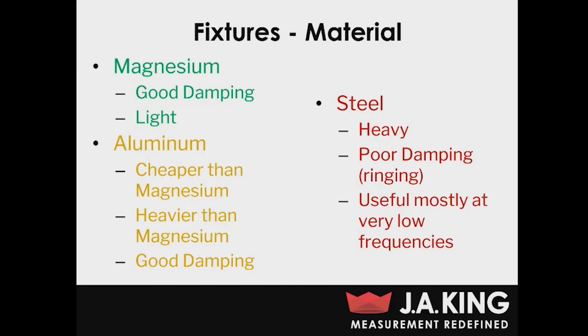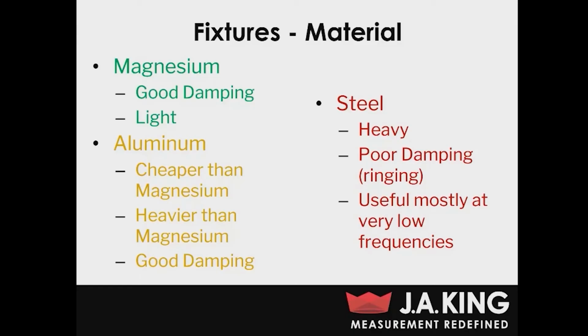It's going to ring. So if you do have to use steel, you're going to want to make sure you use it only at very low frequencies and for vibration profiles that are not very aggressive. So what you're going to want to use instead is materials that are lighter and that have better damping characteristics. And the go-to for that is either magnesium or aluminum.